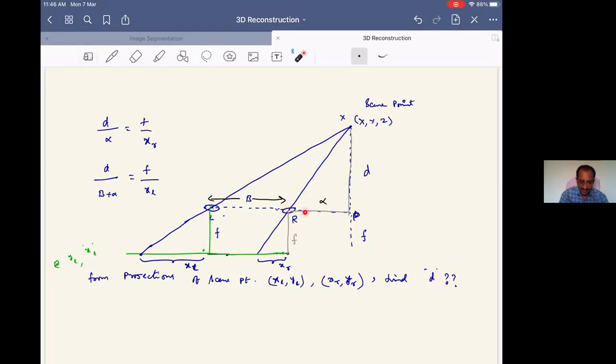Now I am considering this and this as the similar triangles, and using them, D by alpha is equal to F by XR, which I have written here, using similar triangles around R. Similarly, using the similar triangles here, this triangle and this triangle are similar, having the same angle, and then F by XL is equal to D by B plus alpha. Hope these are clear now. Using this, we can solve for the distance D.